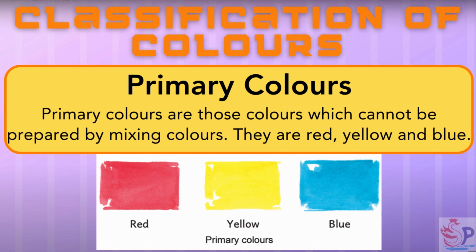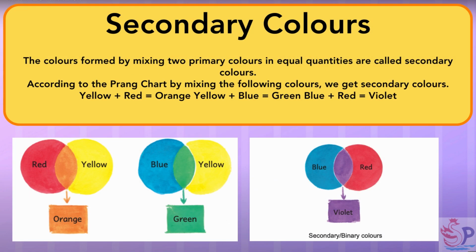Classification of colors. Primary colors. Primary colors are those colors which cannot be prepared by mixing colors. They are red, yellow and blue. Secondary colors. The colors formed by mixing two primary colors in equal quantities are called secondary colors. According to the Prang chart, by mixing the following colors, we get secondary colors.